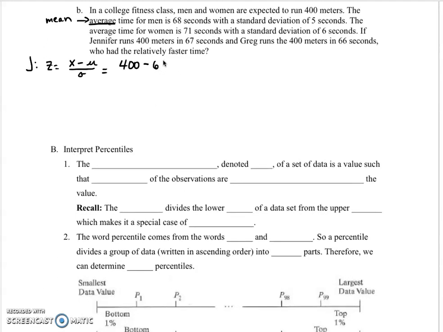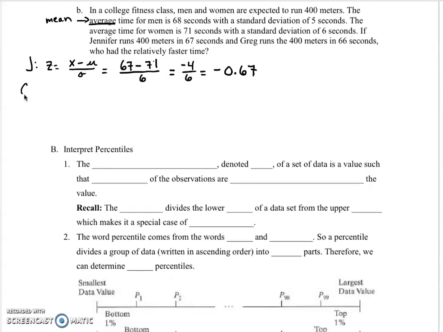So that's not 68 seconds, that's the men's. 71 seconds for, I'm all messed up, aren't I? She ran the 400 meters in 67 seconds. The mean for women is 71 seconds with a standard deviation of 6. If you put that in your calculator, 67 minus 71 gives us negative 4 over 6, which is negative 0.67.